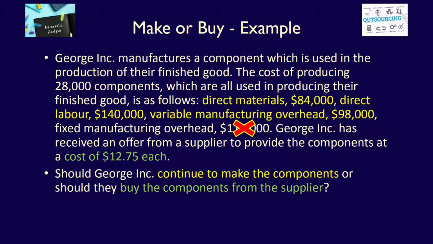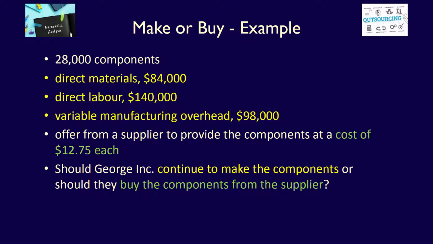Did we miss anything? We didn't analyze the 28,000 components. True, it's identical between both alternatives. 28,000 components are either made or bought. However, we need it for our calculations, so this information is relevant. We now have all the relevant information. 28,000 components, direct materials 84,000, direct labor 140,000, variable manufacturing overhead 98,000, and the supplier offering $12.75 per unit.